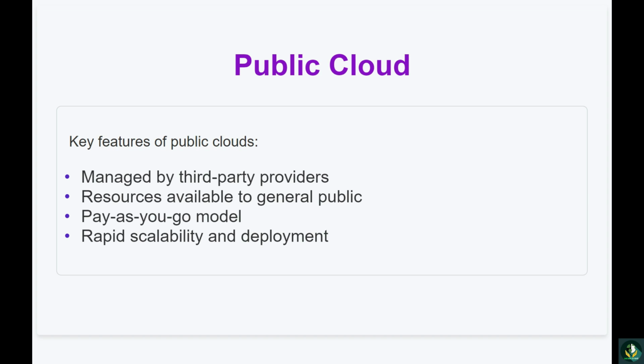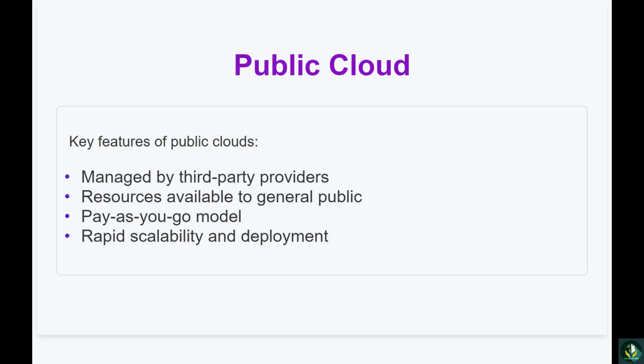Organizations can rapidly scale their resources up or down in response to demand fluctuations, ensuring optimal performance during peak times and cost efficiency during lulls. This elasticity is particularly valuable for businesses with variable workloads or seasonal demand patterns.